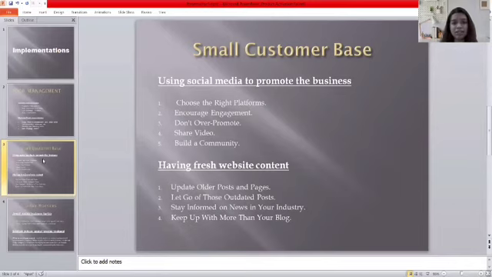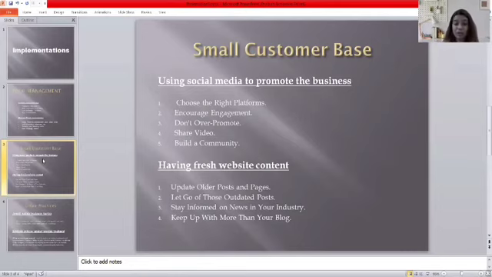Having fresh website content. Your website should be updated. You should update older posts and pages. If you keep your older posts and pages, people won't get anything to know about your page. They won't have any idea. So to keep your customers up to date, you need to update regularly. Let go of those outdated posts. The posts that you have done before that are not up to date, you just remove them. You just let go of those posts.